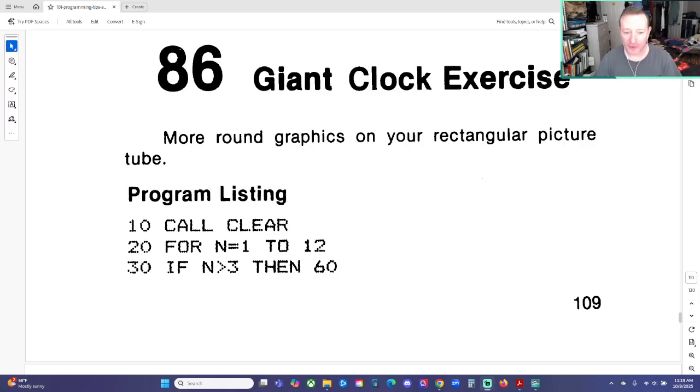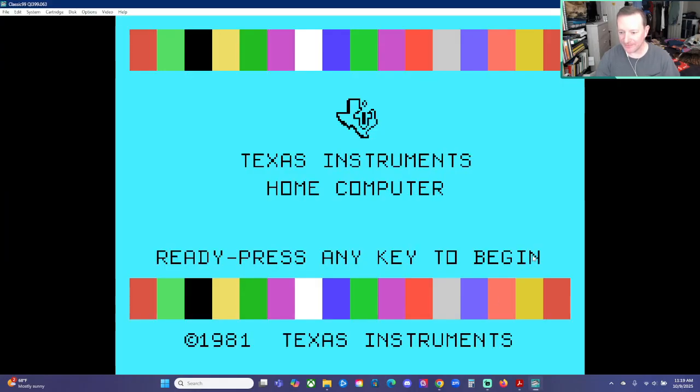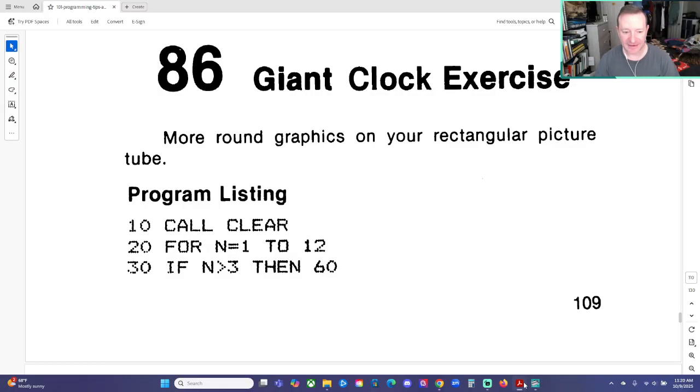Okay, number 86, Giant Clock Exercise. The very brief program description says, more round graphics on your rectangular picture tube. It's a very short program, so we will not belabor typing this in, but let's get over to Classic 99, a wonderful TI-99 4A emulator. I recommend it highly. Press any key to begin, press 1 for TI Basic, and let's get typing.